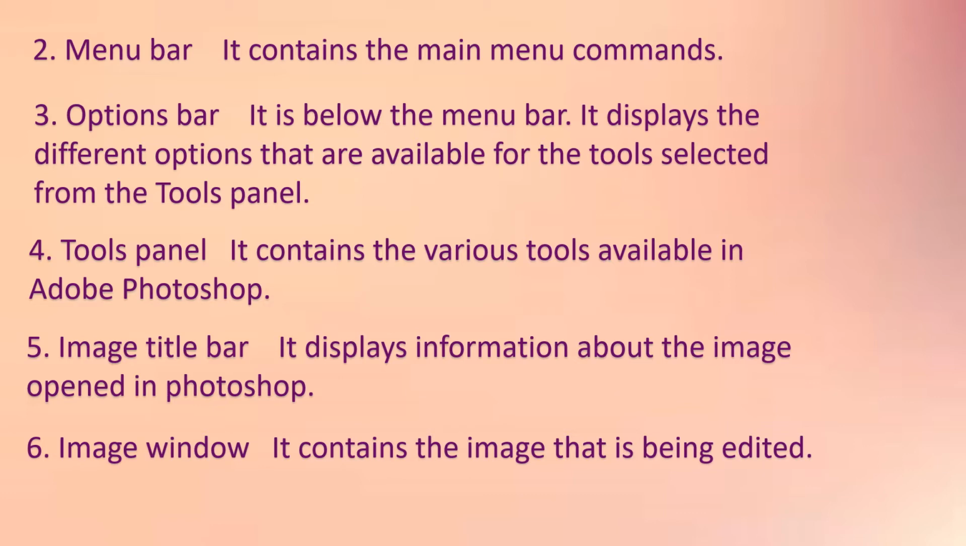Option bar. It is below the menu bar. It displays the different options that are available for the tools selected from the tools panel. Tools panel: it contains the various tools available in Adobe Photoshop. Image title bar: it displays the information about the image opened in Photoshop.